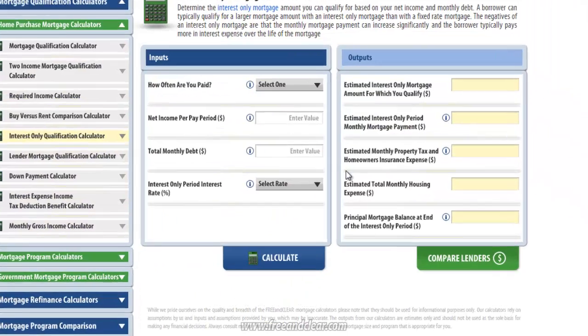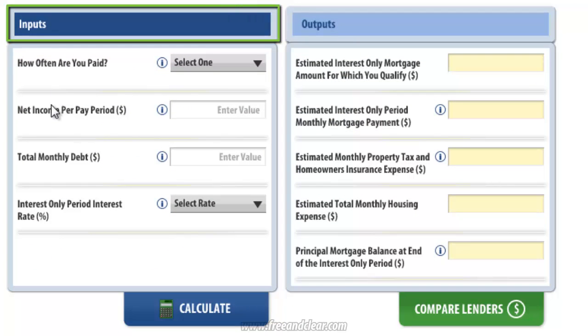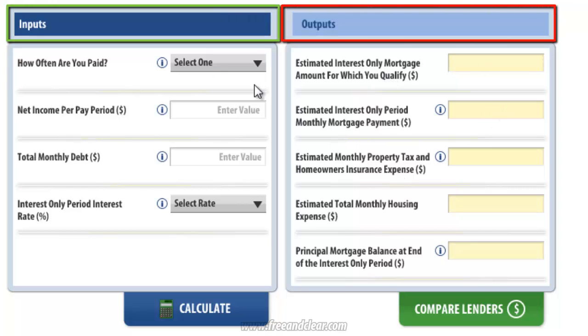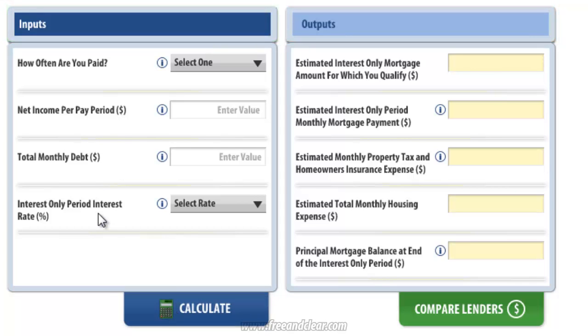As you can see from the way the page is laid out, the inputs to the calculator are on the left-hand side of the page, and the outputs are on the right-hand side of the page. The inputs are the information that you provide or select, and the outputs are provided by the calculator after you click the calculate button. I'm going to walk through each of them one by one.